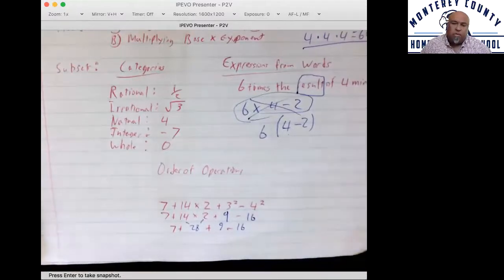Okay, now I'm color coding it just to show you what I've done and what I haven't done. So now the blue represents the steps that are already done. The red represents steps that I am just carrying down because I haven't done yet. So the next step is addition and subtraction from left to right.